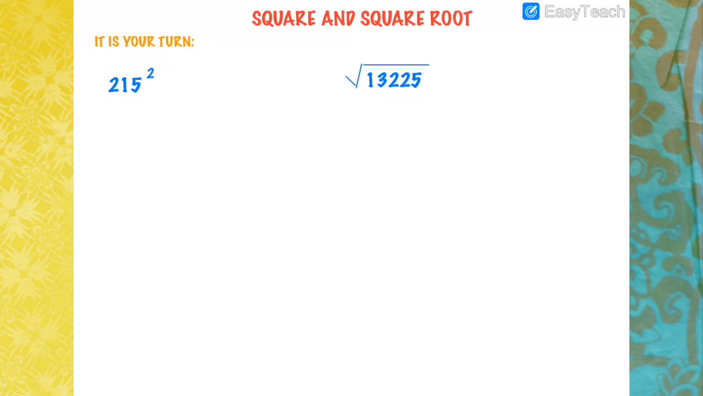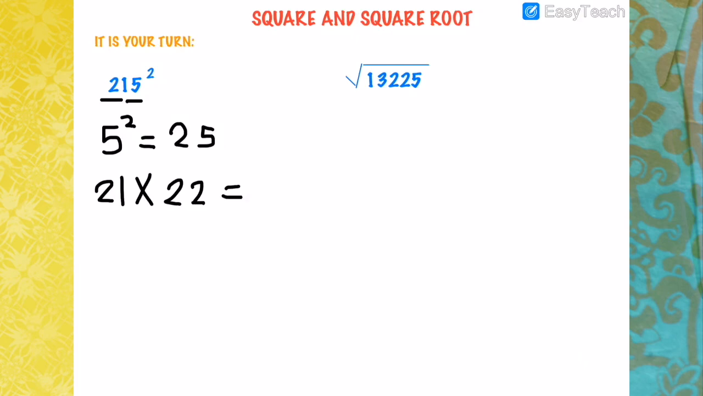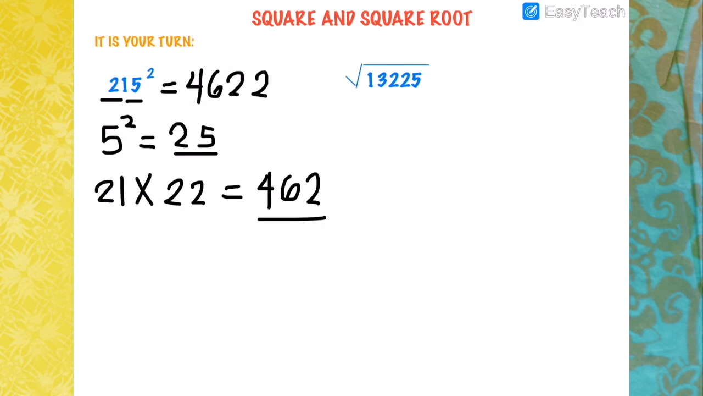Now let's try to answer the square of 215. So what is the first step again? That is correct, find the square of 5. So 5 squared would be 25. And then the next step is to multiply the digit 21 by the next number, which is 22. So 21 times 22 is 462. Therefore, 215 squared would be, you copy 4, 6, 2, copy 2, 5. So 215 squared would be 46,225.